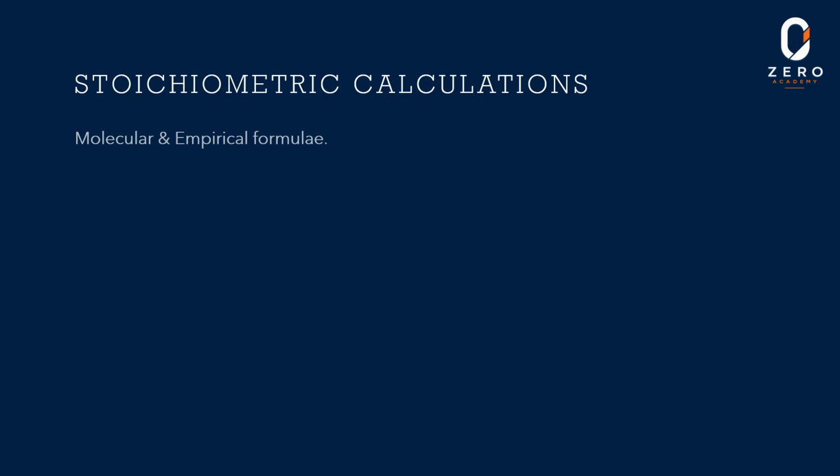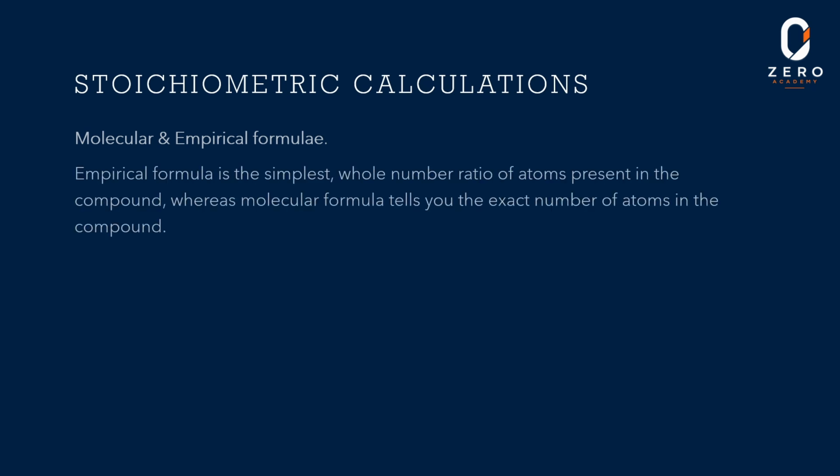Now let's move on to molecular and empirical formulae. Empirical formula is the simplest whole number ratio of atoms present in the compound, whereas molecular formula tells us the exact number of atoms in the compound.